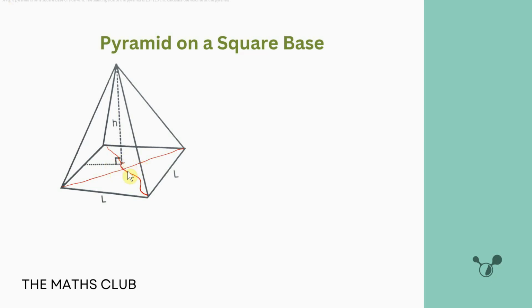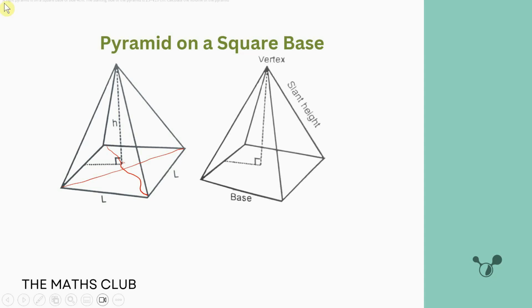So from here to the midpoint is the height H, right? It doesn't just start from any point, it starts from the intersection of these two lines, and you will see that application very soon. So this is the slant height, this is the vertex, and this is the base. Of course, the base is a square.